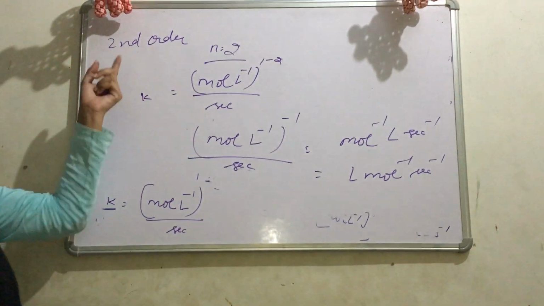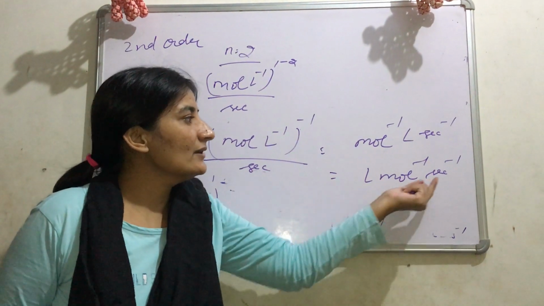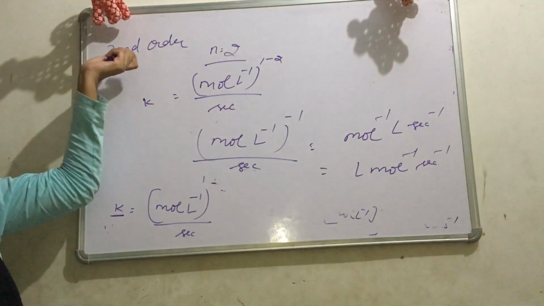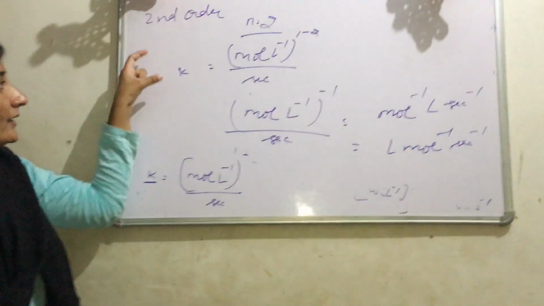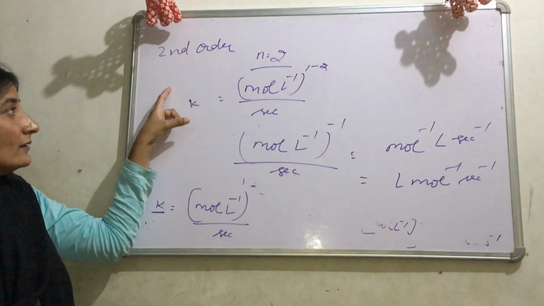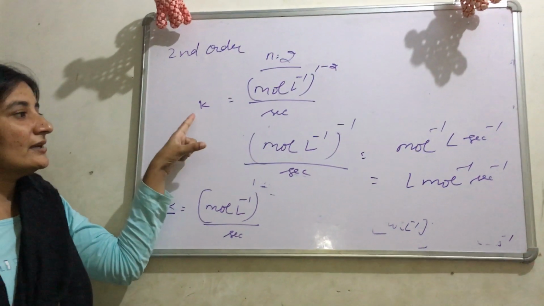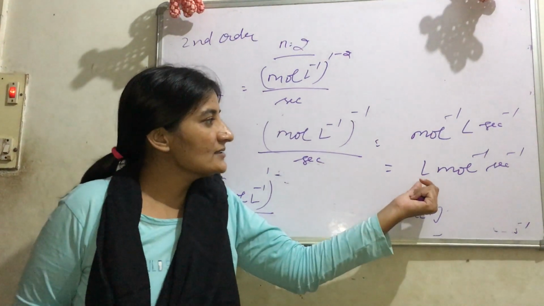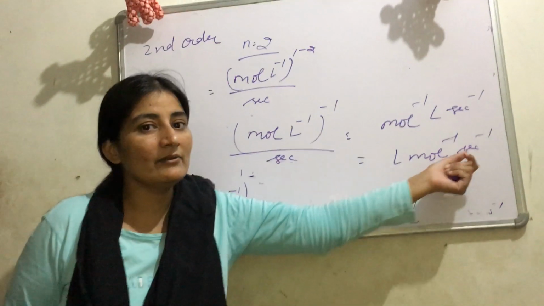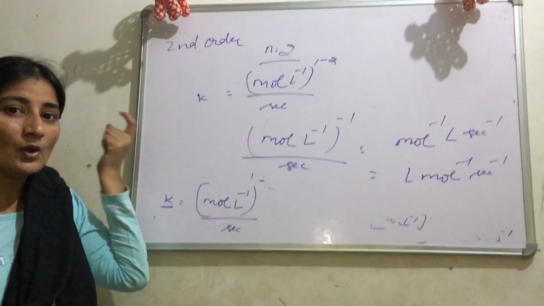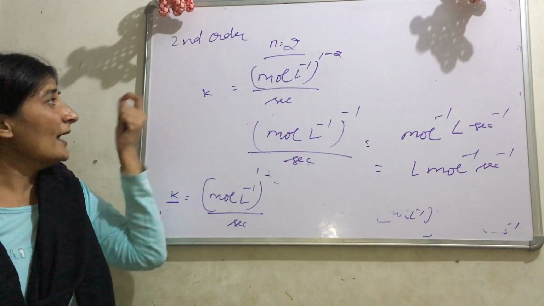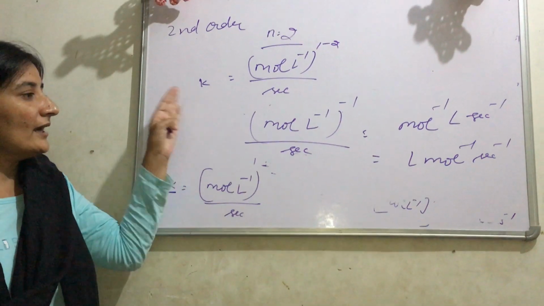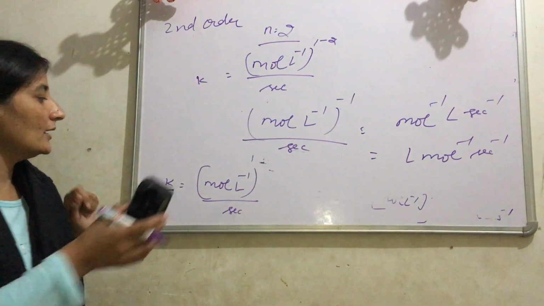If the unit of K is liter mole inverse second inverse, or we can say concentration inverse time inverse, that is a second order reaction. This is very important. Most probably if the unit of K given to you is second inverse, then the order is first. And if the unit of K given is liter mole inverse second inverse, then the order of reaction is second order. Most of the time the examiner will ask from first order and second order reactions. The unit of these K are given, then he will ask what will be the order.